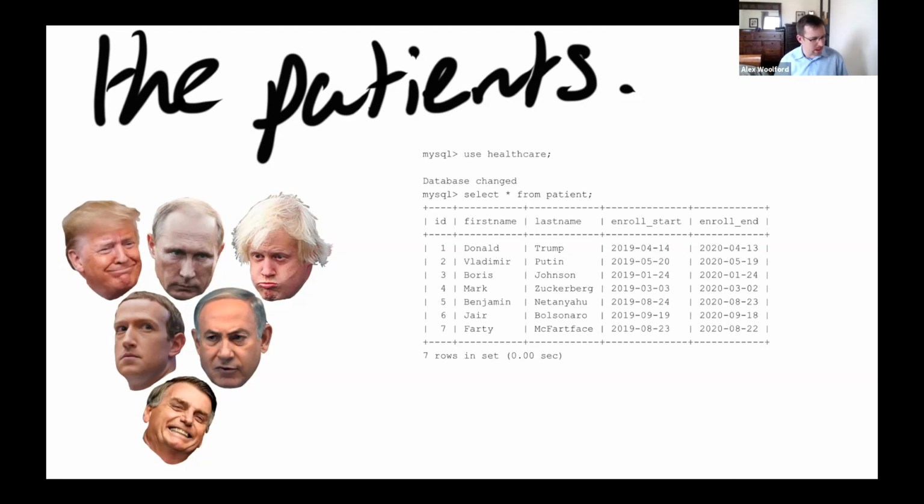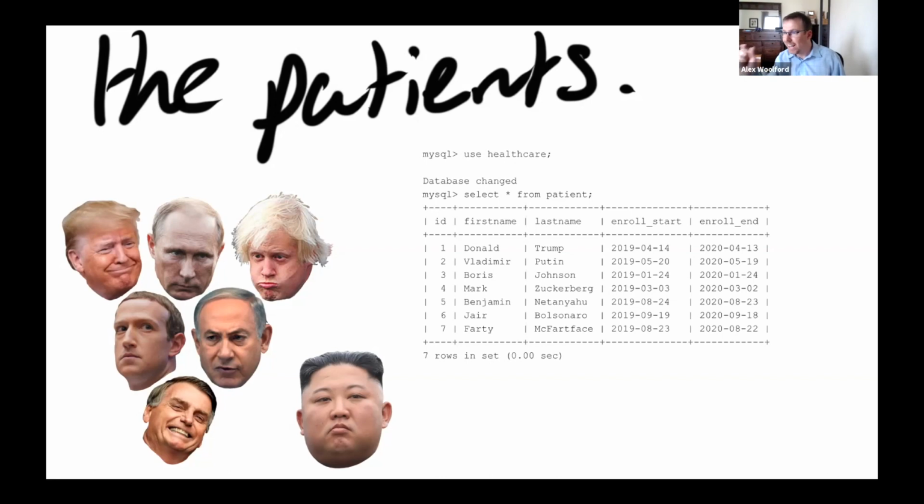I want to show you how change data capture works very quickly. Let's say we missed a patient. There's a particular world leader who's not in this, and anyone guess? Kim Jong-un. We forgot to add Kim Jong-un. He's now signed up with our hypothetical hospital, and we need to add him so that we can tell if he's enrolled in a plan, so when he gets diabetes or something and shows up, we know.